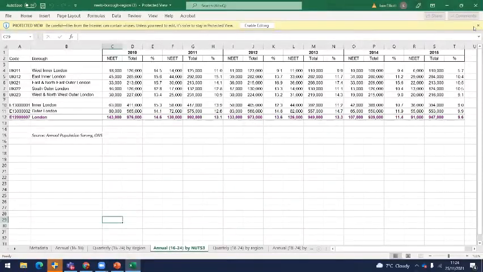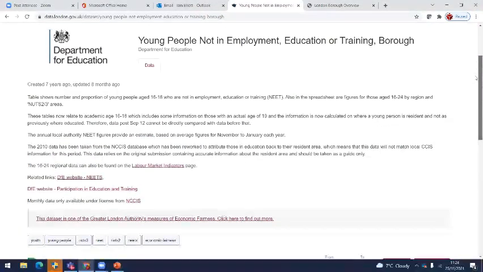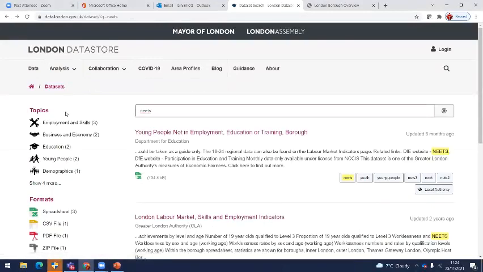So yeah, there are a lot of data sets which have not been turned by them into graphs and charts. You can do that yourself once you find the correct piece of information you're looking for. So you can also just go to general topics.